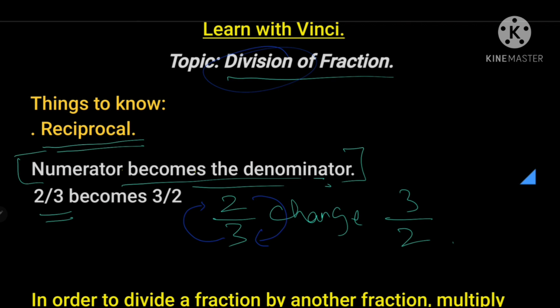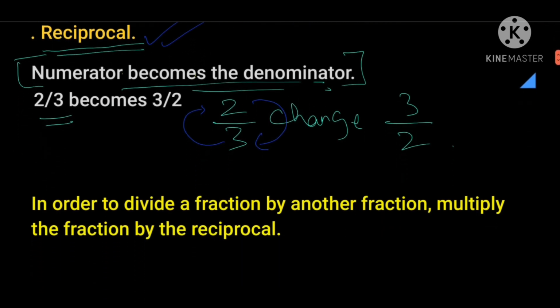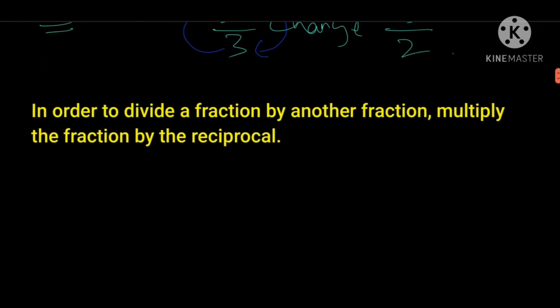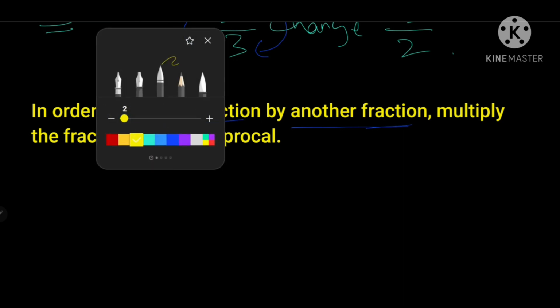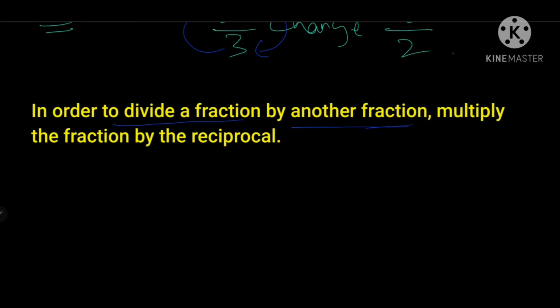This is the first thing which is very important when we are dealing with any sum of division of fraction. Now we'll go on to how do we divide. Now in order to divide a fraction by another fraction, say for example, wait, let me change the color of the pen. Okay, 12 by 7 divided by 3 by 7. Now this is a sum given to you.